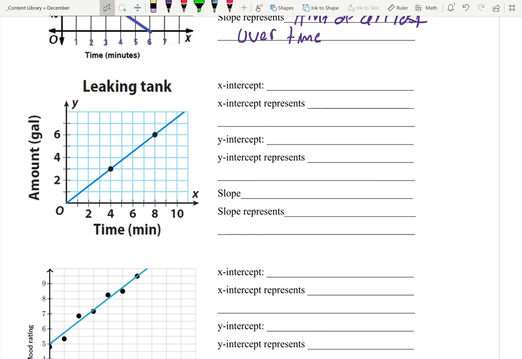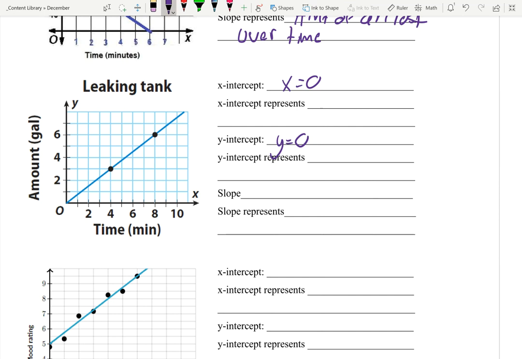Leaking tank. So this is basically how much is being leaked out over time. Now our x-intercept here is at 0. It hits the x-axis at 0, which is also, you might notice, the same on the y-axis, right? The y-axis at 0, the x-axis at 0, they all kind of collide here. So the y-intercept is also 0. Let's go ahead and put that on there while we see it.